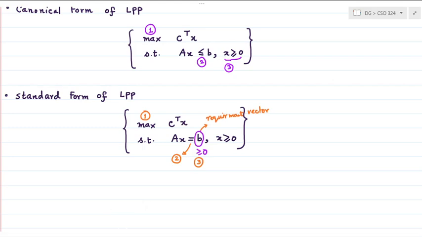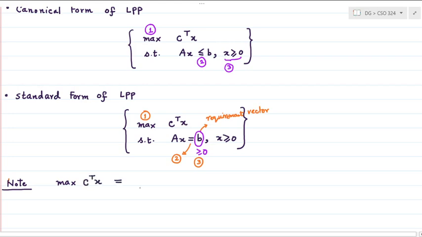And here I make a special note. Note that maximization of C transpose X is equal to negative of minimization of minus C transpose X, or vice versa: minimization of C transpose X is the negative of the maximization of minus C transpose X. So if the problem is given in the minimization form, you can equivalently place it as a maximization form.